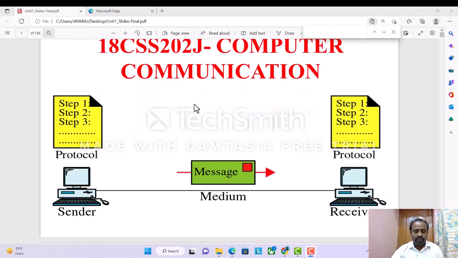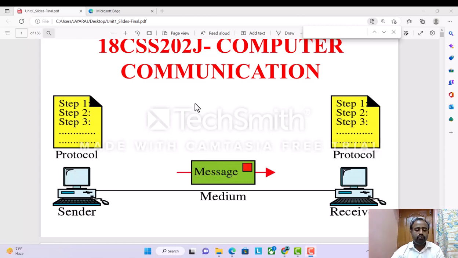From the diagram, we can see the first thing: what is the need for communication? For example, we can take the language English. It is commonly known by everyone, so we use it as a medium to communicate with each other. Likewise, in order to communicate with a system, we need a medium. That is what we call the message.